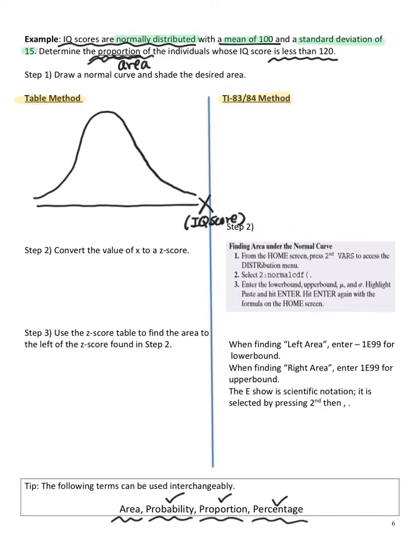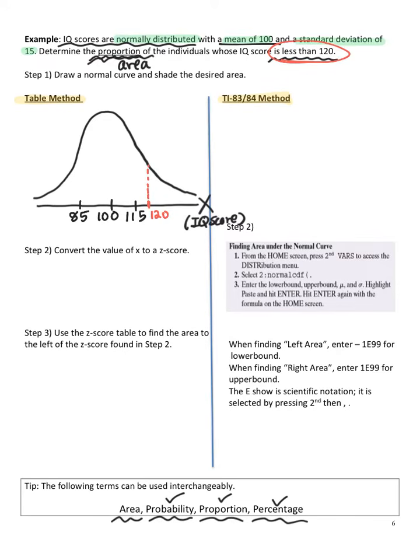And the mean is 100, and the standard deviation is 15. So this will be 115, 1 standard deviation above the mean. And on the other side, we have 85. All right, and then we are looking for the area. So it says less than 120, so let's locate where 120 is. Somewhere here, so this will be 120.